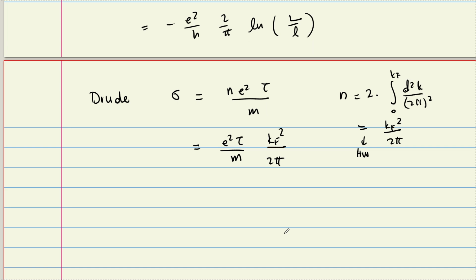And what I want to do is, so here k Fermi times tau is equal to m V Fermi, this is P divided by h bar times tau, and m V Fermi times tau is the mean free path, so this is going to be m mean free path divided by h bar.